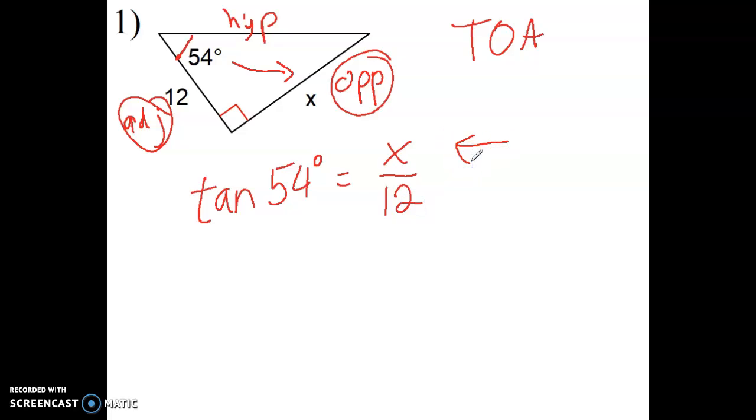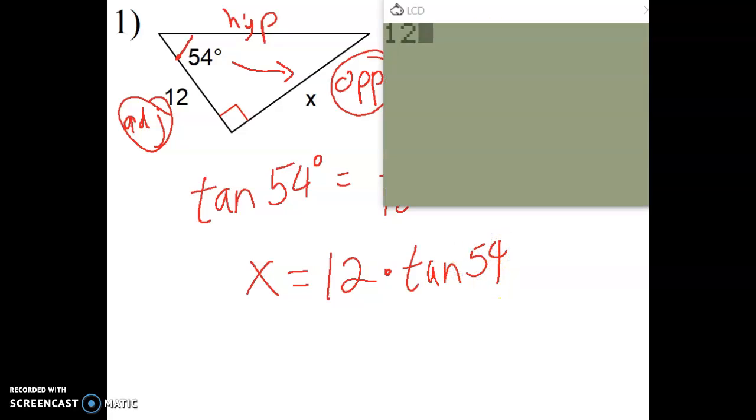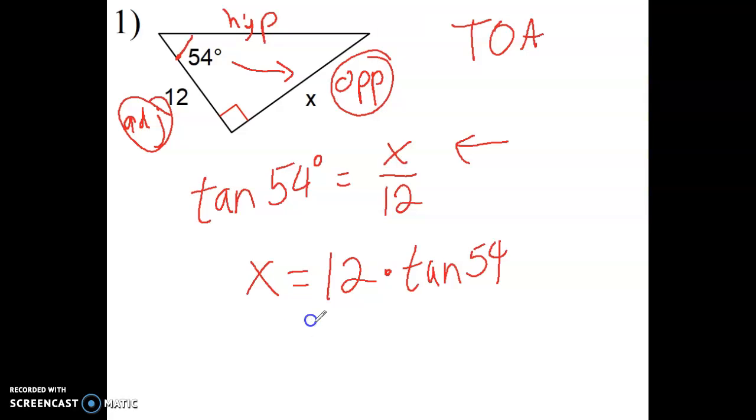So to solve for this one, I would simply move the 12 over to the other side and write it like this. X is equal to 12 times tangent 54. Okay, so 12 times tangent 54 is 16.5. So x equals 16.5.